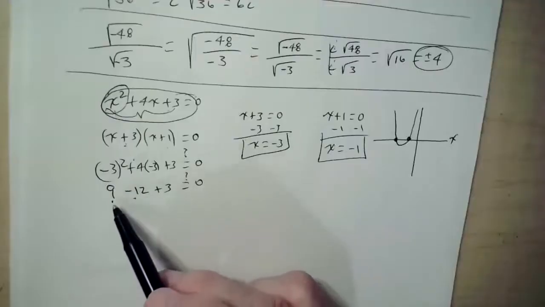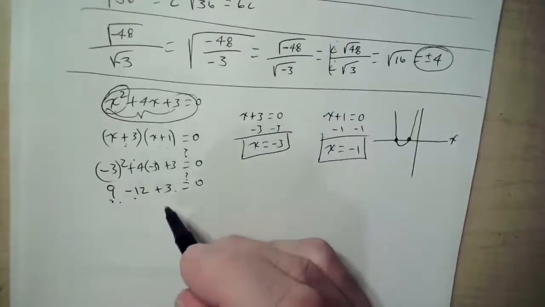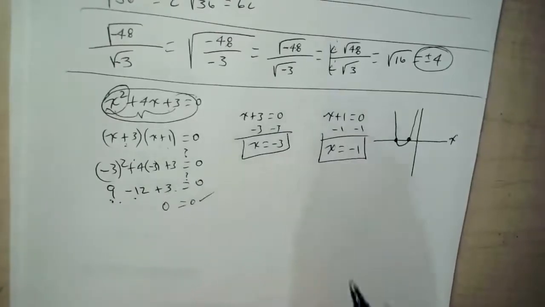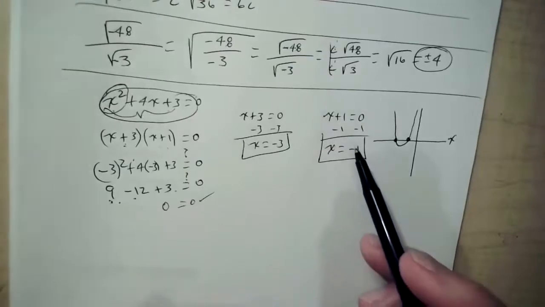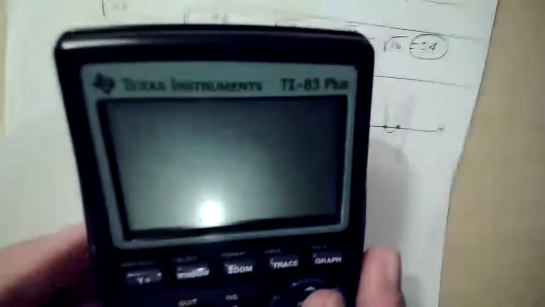Does that equal 0? Well, 9 and 3, we can do that. 9 and 3 is 12. 12 minus 12 is 0. So 0 equals 0. So it is correct. And you can do the same thing with negative 1, and it'll come out the same way.